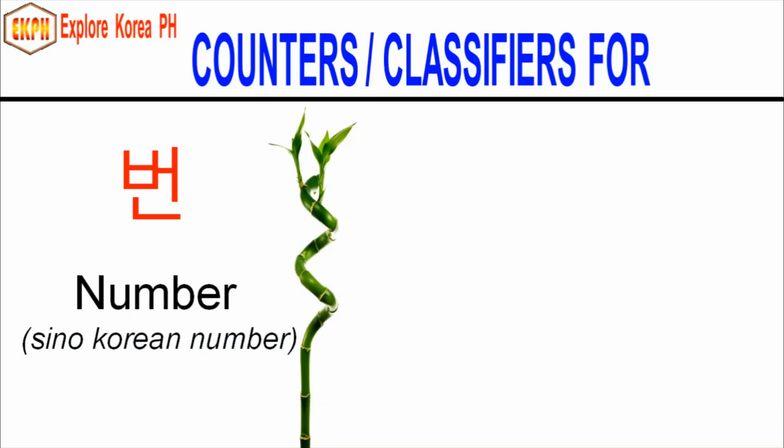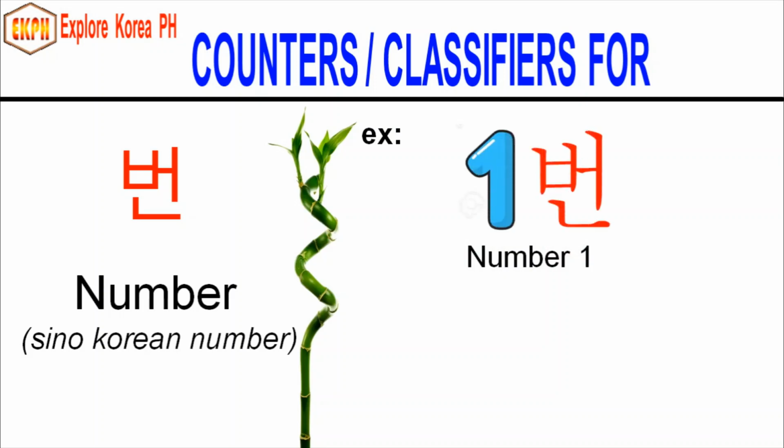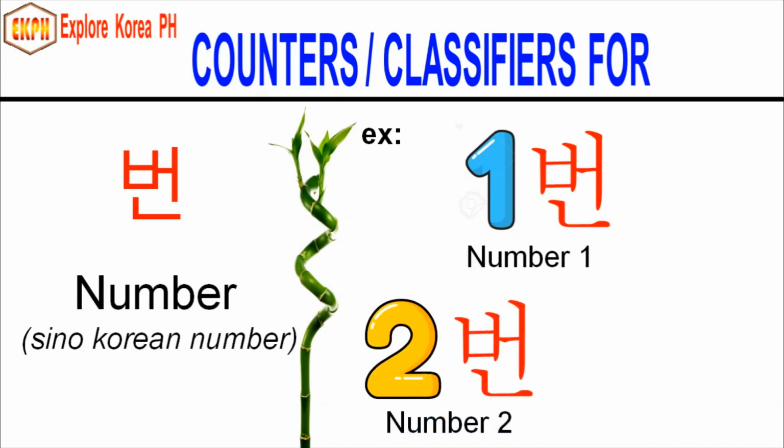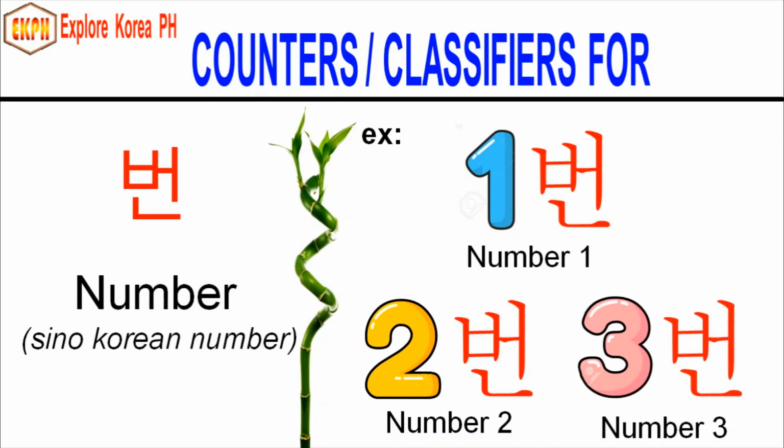Bun naman is for the number. When you say number 1, number 2, number 3, so ginagamit natin ay Sino-Korean number. Now, for example, number 1. So, number 1 ay 1번. Okay, number 2, 2번. Number 3, 3번. Okay? Magpuproceed pa ka pa sa 4, 4번. Okay?